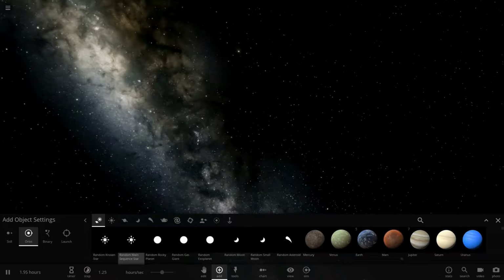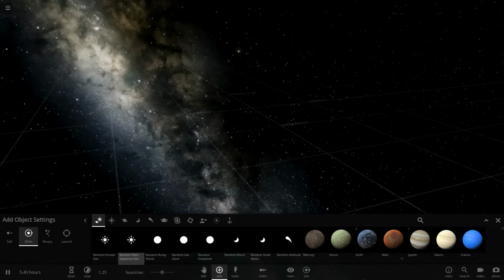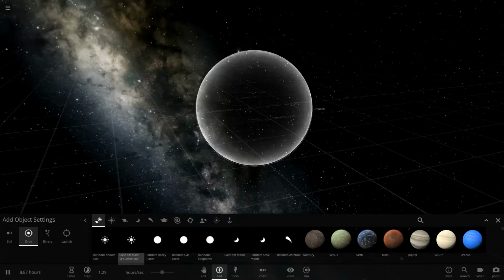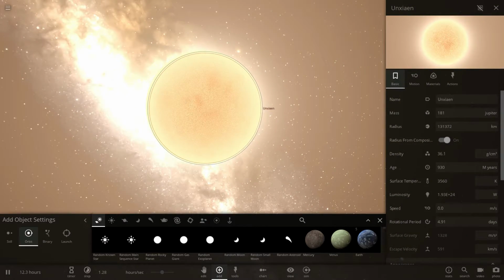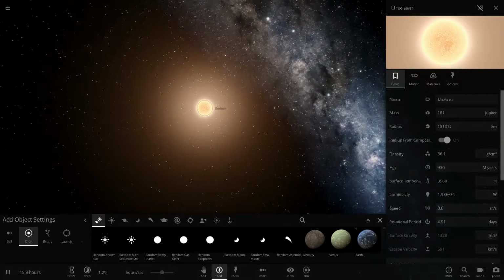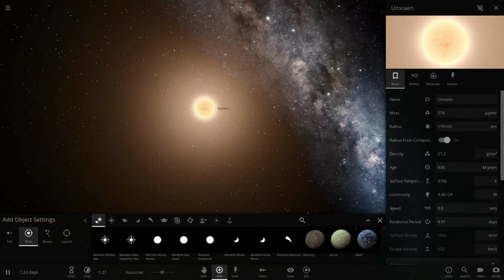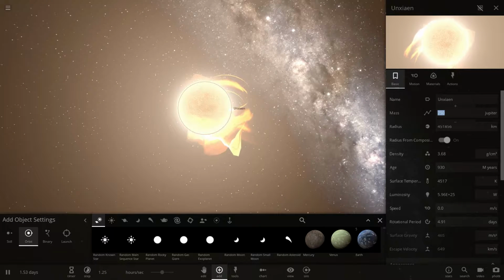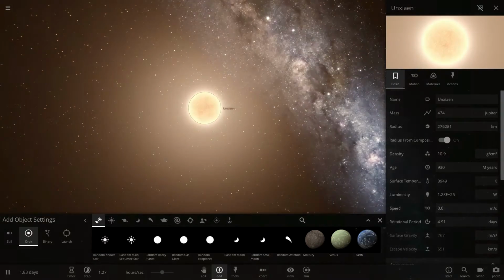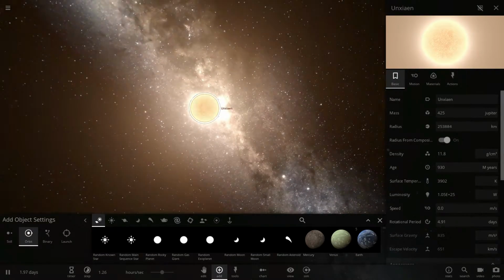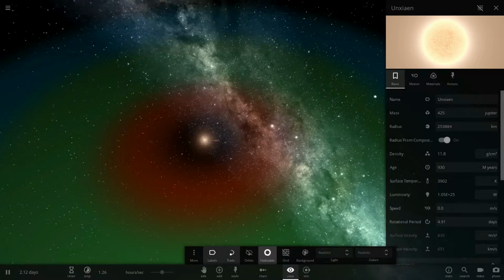Now let's move on to the next star. It will be what we call an orange dwarf. Now I'm a bit upset because nobody really talks about orange dwarf stars. Now orange dwarfs range from 275 times the mass of Jupiter to 750 times the mass of Jupiter. We're going to go in between. We're going to go at about 425 times the mass of Jupiter. This star is going to be slightly more kicky.